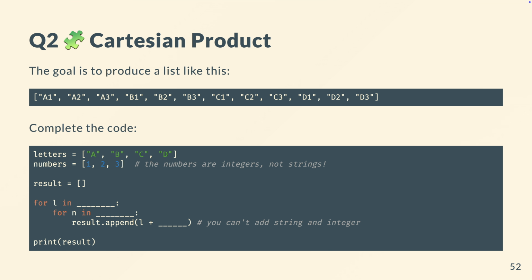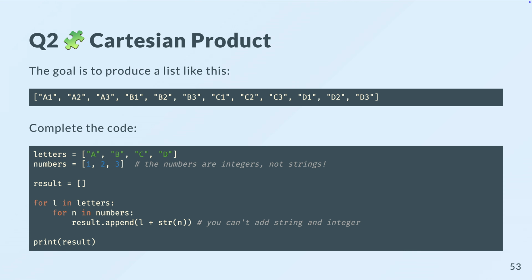Question 2, also Cartesian product, and we expect exactly the same output. Look at the second line of the Python code. It is the only difference. Previously, numbers contained strings. This time, numbers contains integers. 1, 2, 3, as integers, not strings. Keep in mind that Python cannot add a string and an integer directly. So we must convert the integer to a string before combining. Fill in the blanks to make it work. Pause and try.